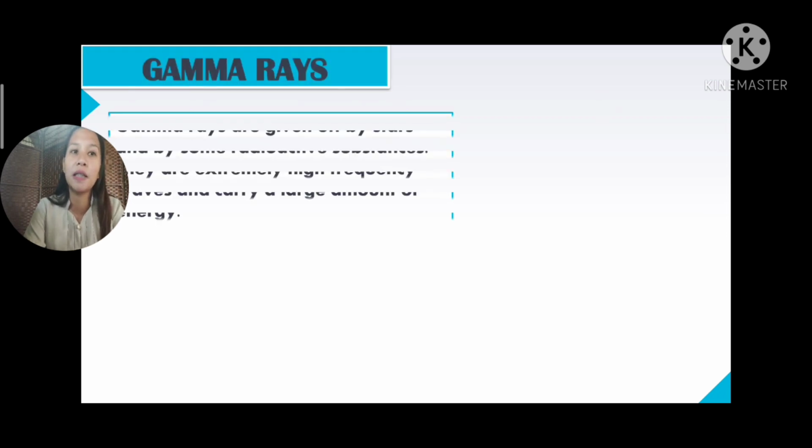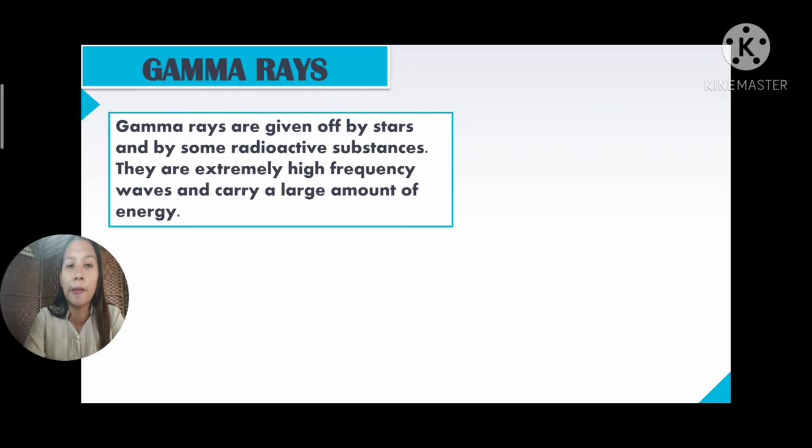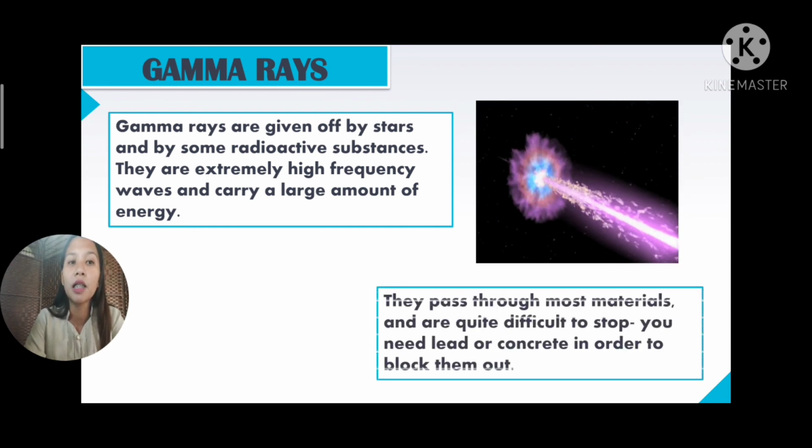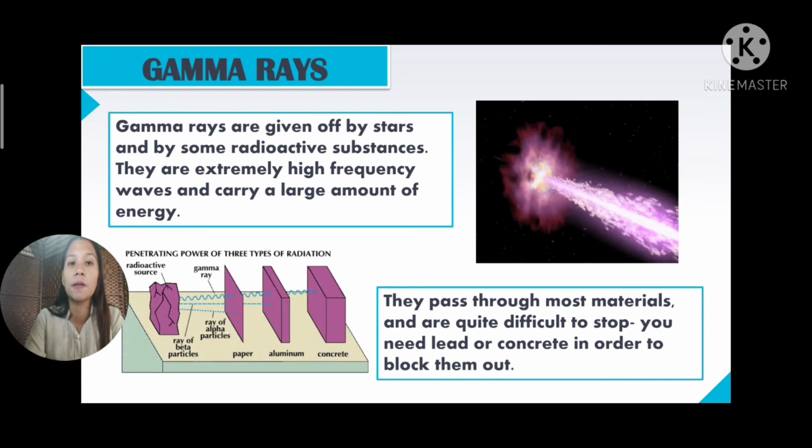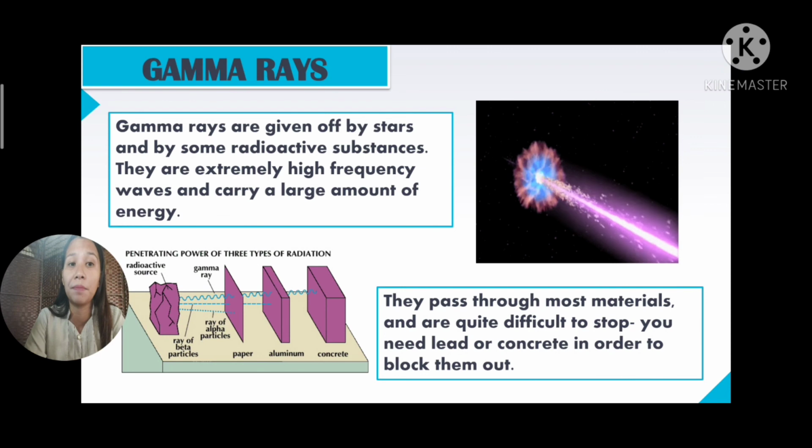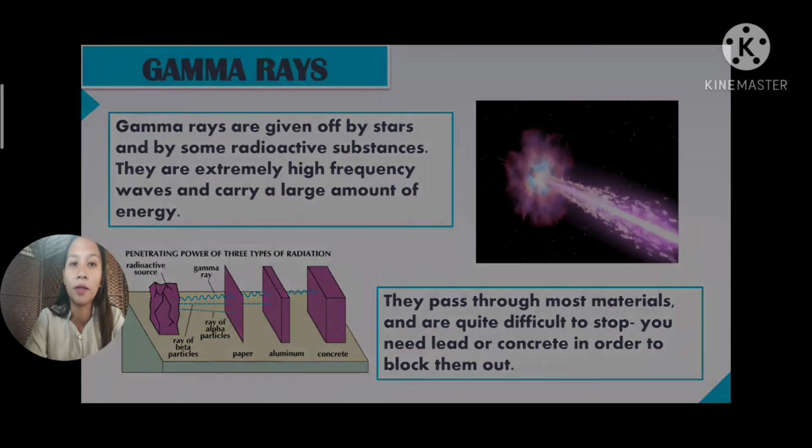For the EM waves that have the highest frequency and the shortest wavelengths, let's talk about gamma rays. Gamma rays are given off by stars and by some radioactive substances. They are extremely high frequency waves and carry a large amount of energy. Thus, they pass through most materials and are quite difficult to stop. You need lead or concrete in order to block them out. So here is the penetrating power of three types of radiation: paper, aluminum, and concrete.